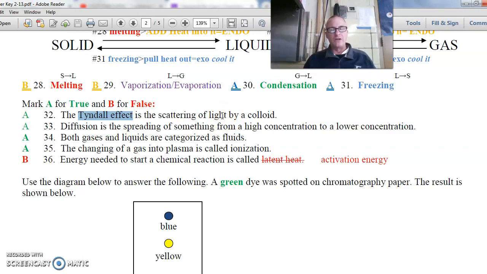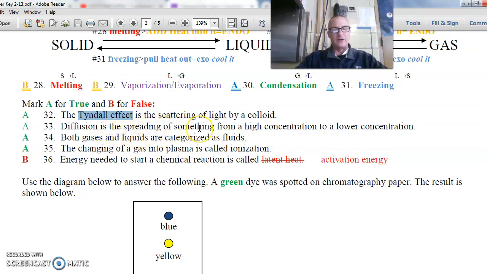A colloid would include something like a fog, where you have liquid molecules spread out among the gas of our atmosphere. And the particles are so small that when you shine light into the colloid, it scatters that light all over the place. That is the Tyndall effect, the scattering of light by a colloid.